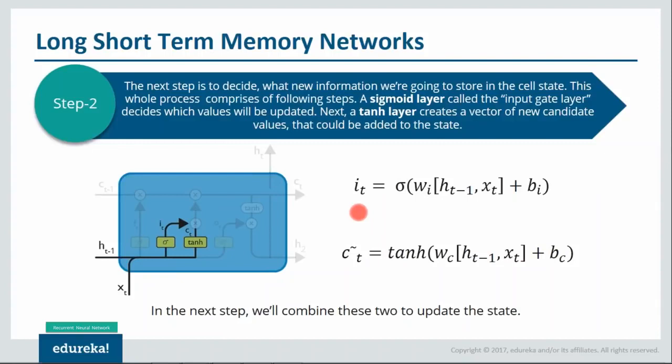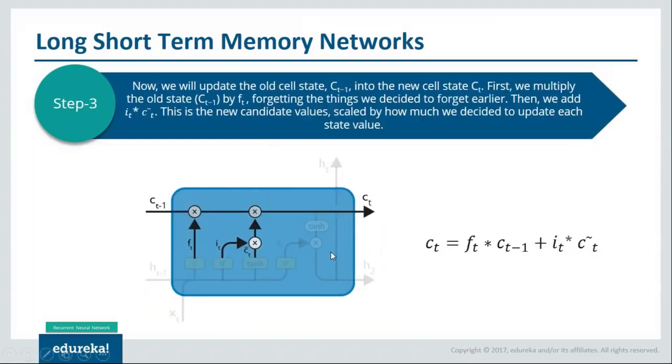Now let me explain the equations. So i of t is the weight matrix multiplied by ht minus 1 comma xt, plus the bias, passed through a sigmoid function, and we get i of t. C bar of t we get by passing the weight matrix times ht minus 1, xt, plus bias through a tanh squashing function. As I told you earlier, in the next step we'll combine these two to update the state. Let us see how we do that.